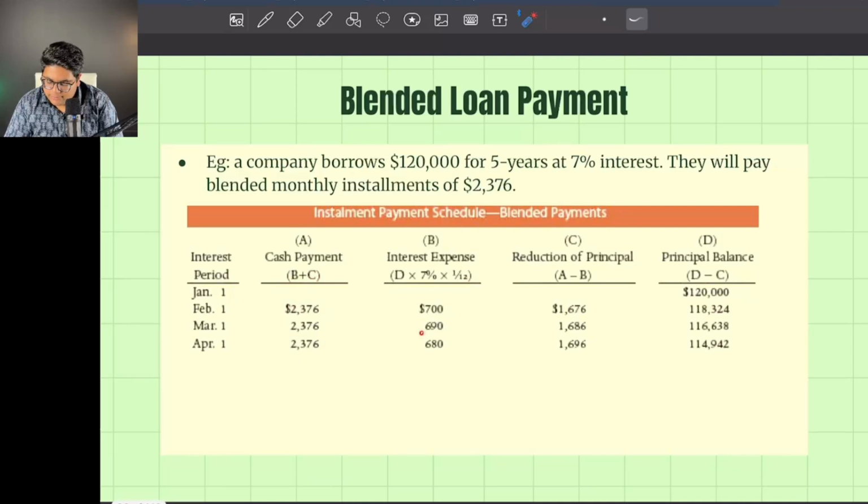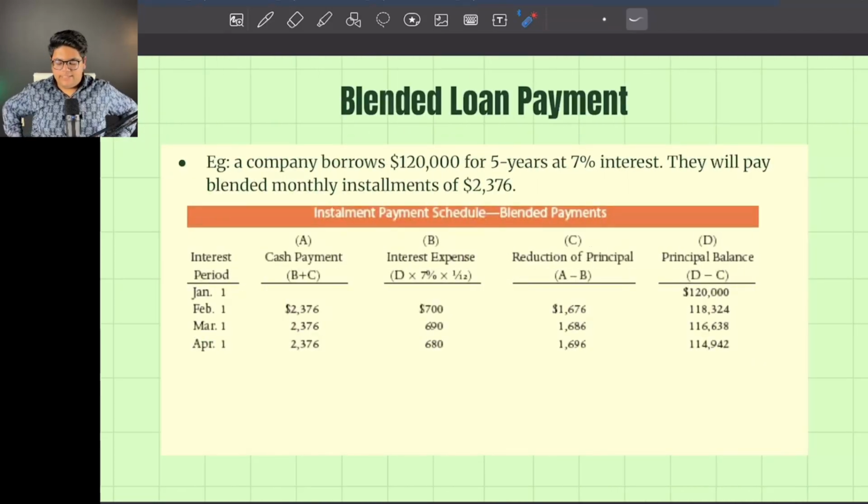Now next month you're going to pay this much interest. Why? Because it's 118,324 multiplied by your 7% times 1 over 12. And then you keep on doing that for your interest payments, and then for your reduction of principal. Your reduction of principal will get increased every single month, and your interest expense will become decreased every single month. Your cash payment is the same every single month, and your principal balance, of course, will get decreased every single month. So that was fixed and blended.